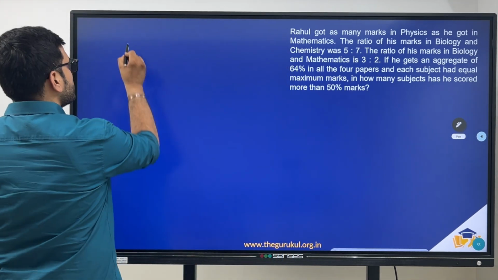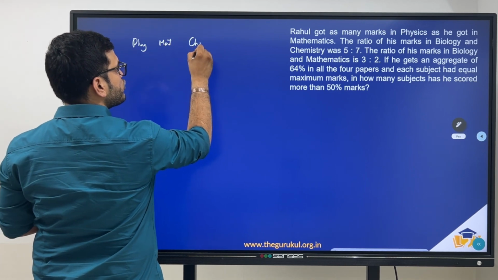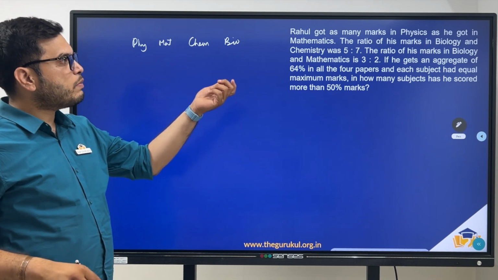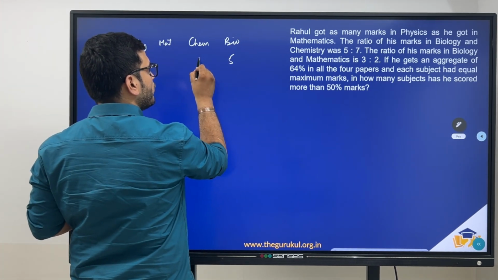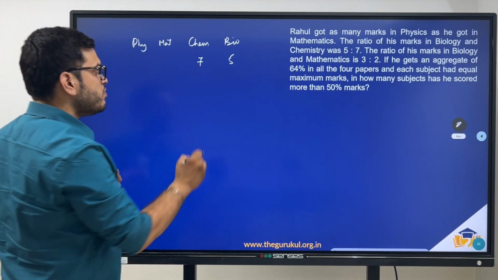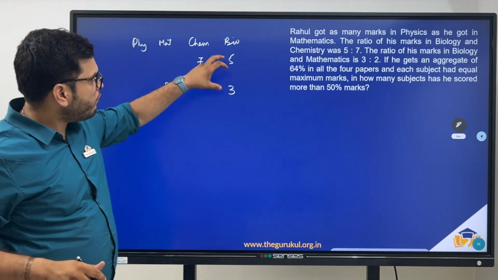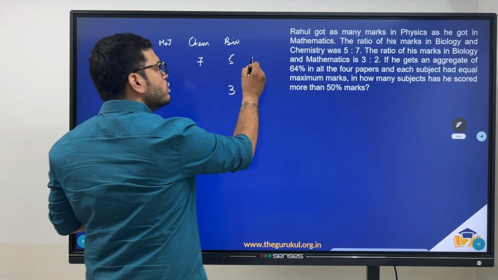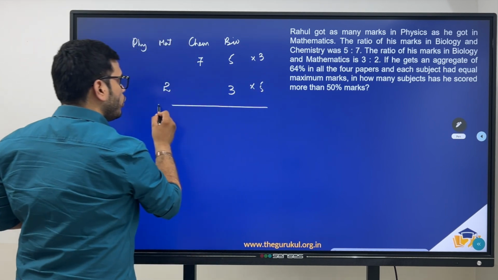Now we have 4 subjects here: physics, mathematics, chemistry, and biology. The ratio of his marks in biology and chemistry was 5:7. So if this is 5, this should be 7. The ratio of his marks in biology and mathematics is 3:2. So if this is 3, this has to be 2. Now we have a common term here, marks in biology. Let's make that same. So for that, let me multiply this with 3 and this with 5. Then what do we have?